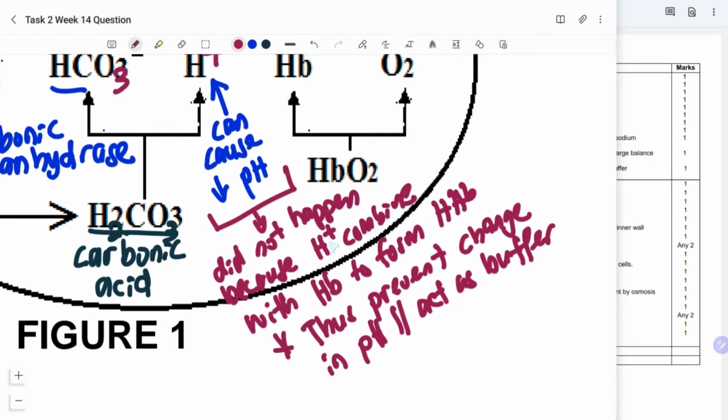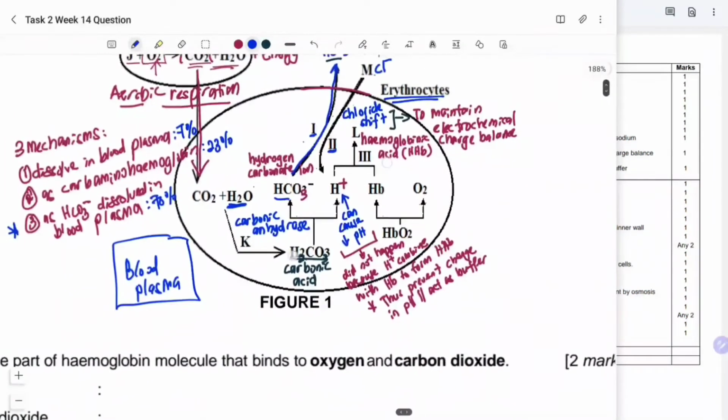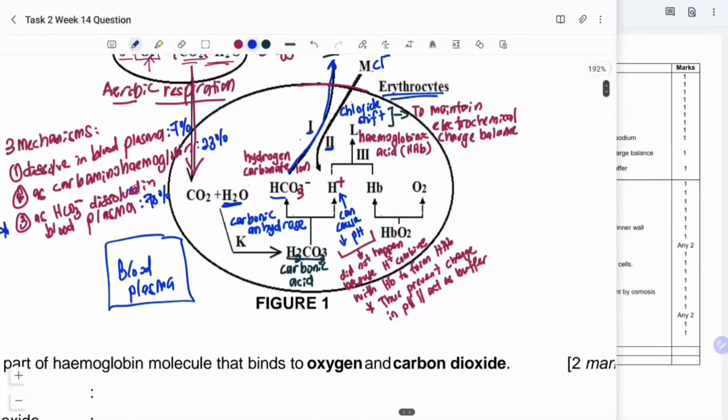Sebab apa? Sebab whenever H plus combine with HB, it will form HHB, thus preventing increase in the concentration of H plus inside the blood plasma. So itu adalah the whole step untuk the third mechanism, iaitu HCO3 minus dissolve in the blood plasma, iaitu sebanyak 70%.